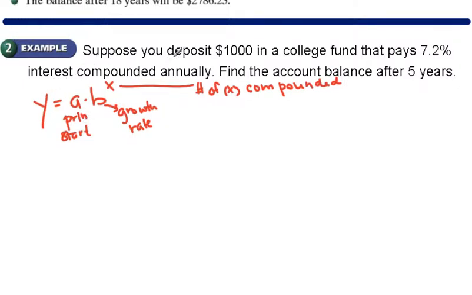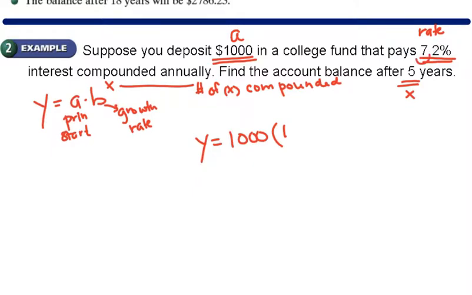All right. Suppose you deposit $1,000. That's where I'm starting, so this will be my A, in a college fund that pays 7.2% interest compounded annually. So this 7.2% is going to be my rate, right? And I'm going to have to convert that to a decimal and add it to 1. Find the account balance after 5 years. So that's our x.